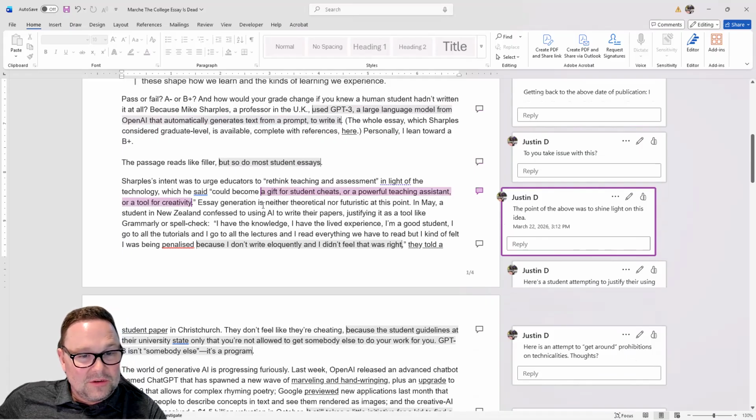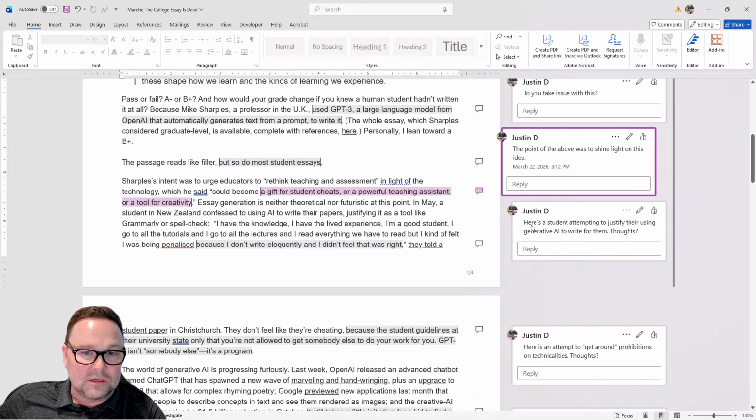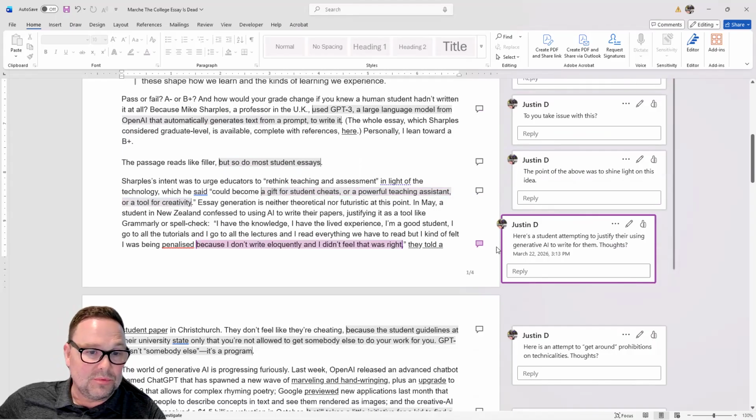Is it a gift for students to cheat, or is it a powerful teaching assistant, a tool for creativity? That's what is before us. That's what's under consideration back in 2022 and even now. So that's the thing that's really pressing before us. Or do you have something different to say? Do you see it a different way? Do you react to this a different way, particularly with respect to your discipline?